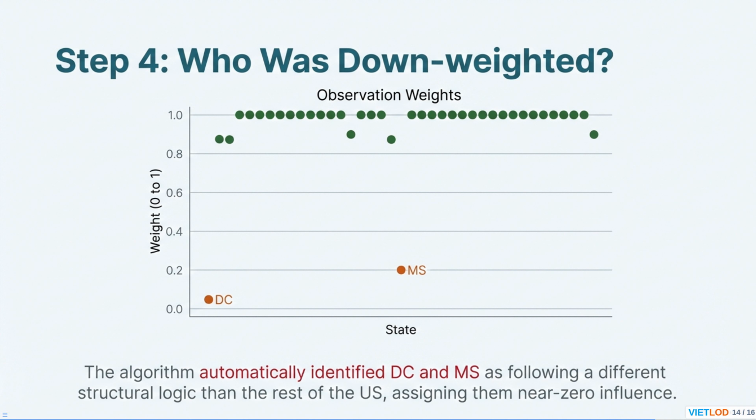However, the algorithm decisively identified Washington, D.C., and to a lesser extent, Mississippi, as outliers. These observations were assigned near 0 weights, significantly reducing their influence on our regression estimates. This transparency confirms that our robust model is indeed focusing on the underlying relationships within the bulk of the data, rather than being distorted by a few anomalous states.